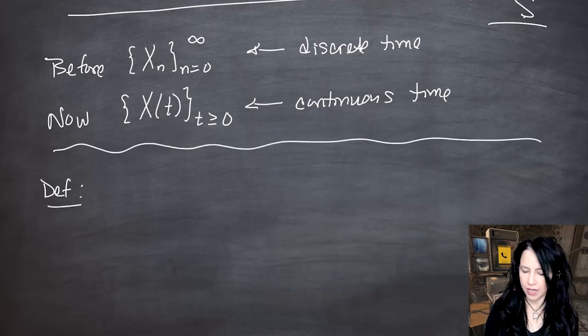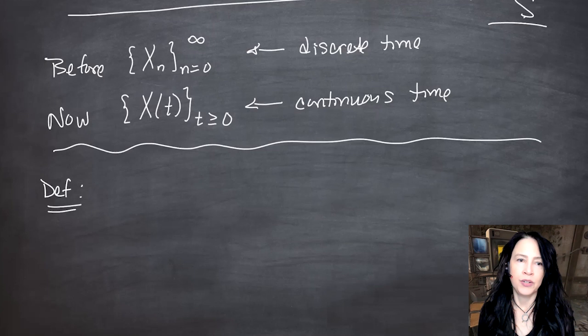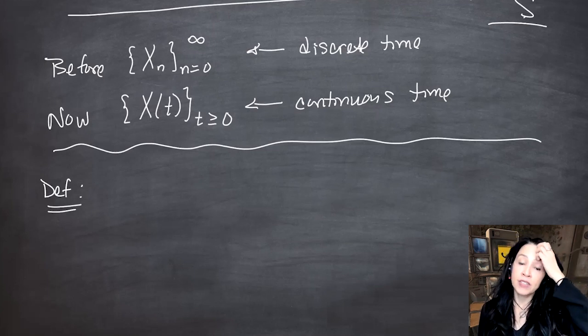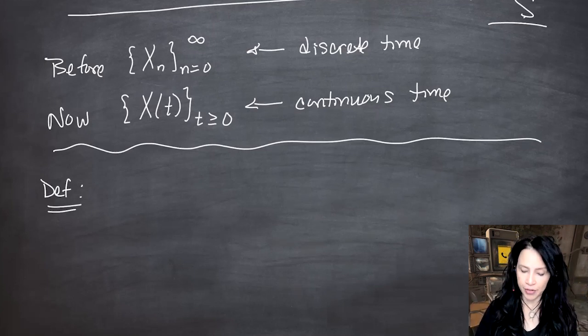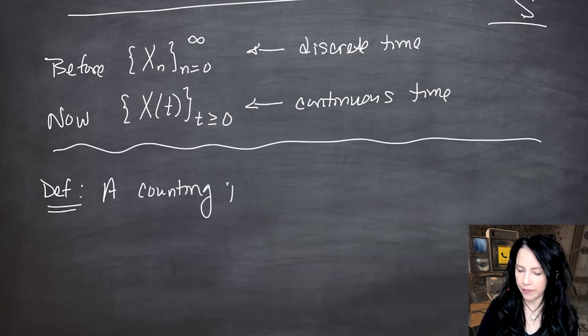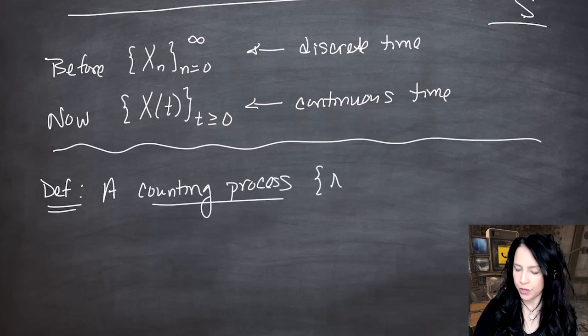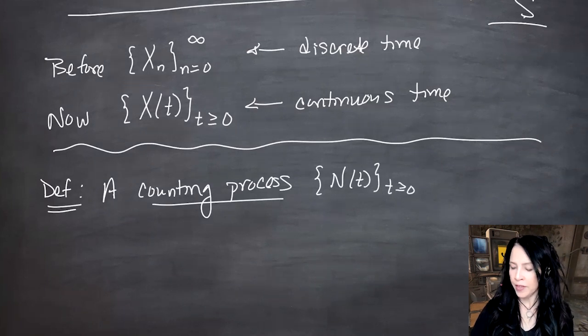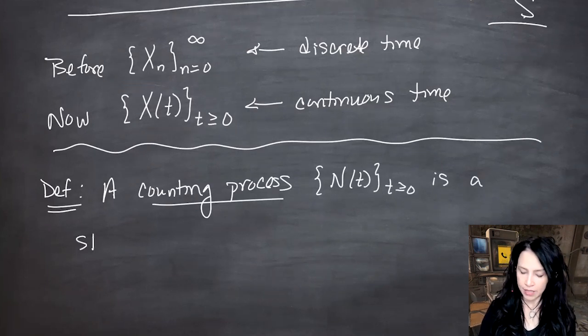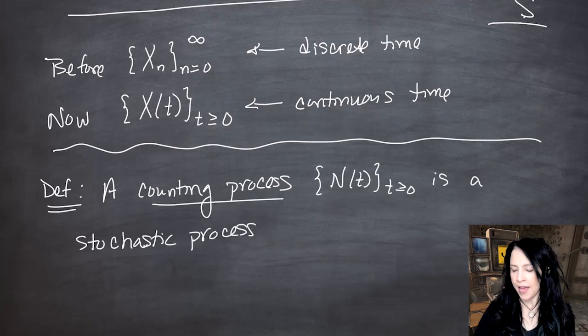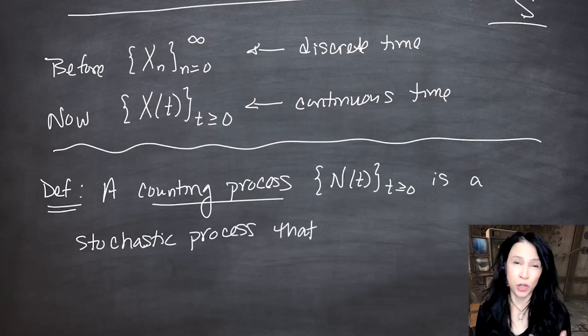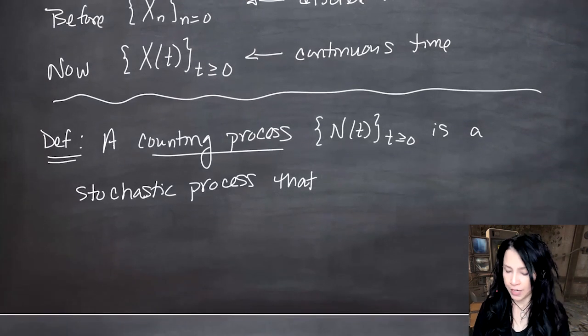This is a special kind of stochastic process that usually gets its own letter rather than X of t. We call it N of t, capital N of t. So a counting process, and here's the whole collection. So N of t, for t greater than or equal to 0, is a stochastic process that counts, it accumulates events. So it counts a number of events that have happened up to and including time t.